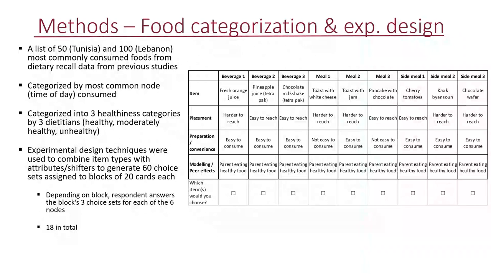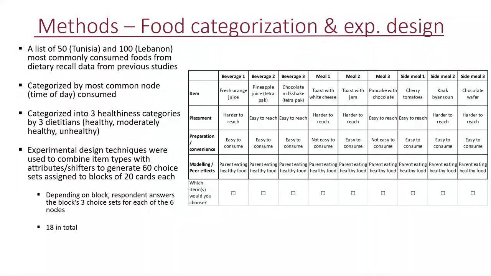Here is an example. The table to the right is an example of such a choice set, which involves three beverages. So from left to right, beverage one would be healthy, beverage two would be medium healthy, and beverage three would be unhealthy. So you could see the healthy beverage is a fresh orange juice. Somehow healthy would be a pineapple juice, Tetra Pak. And the unhealthy beverage option would be a chocolate milkshake. And likewise for meals, and likewise for side meals.